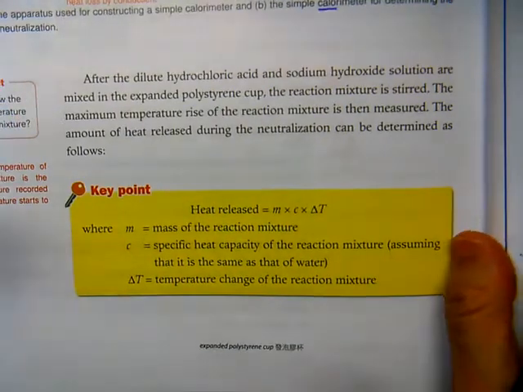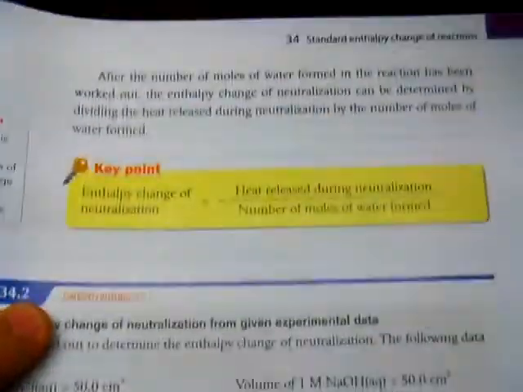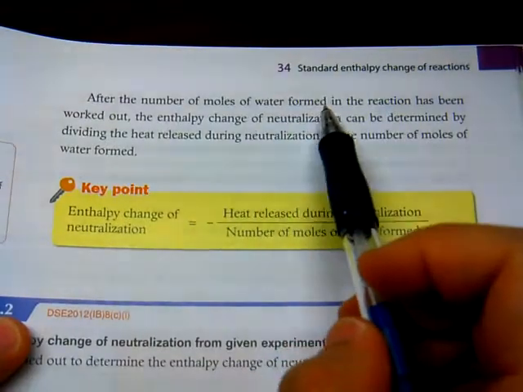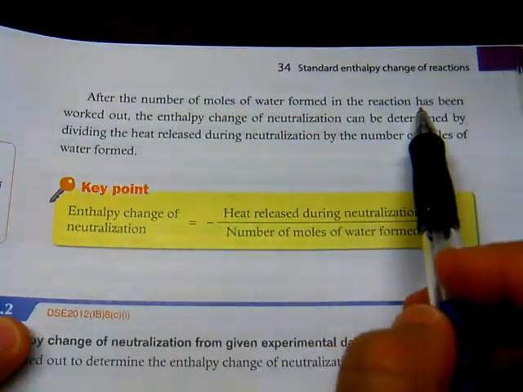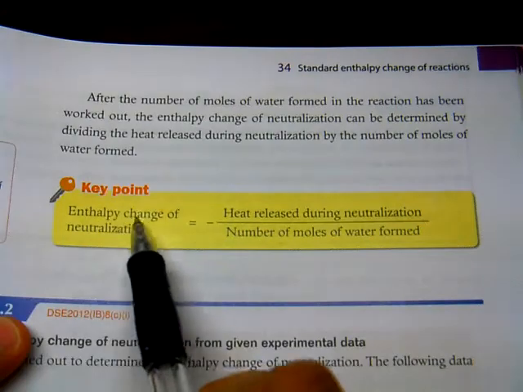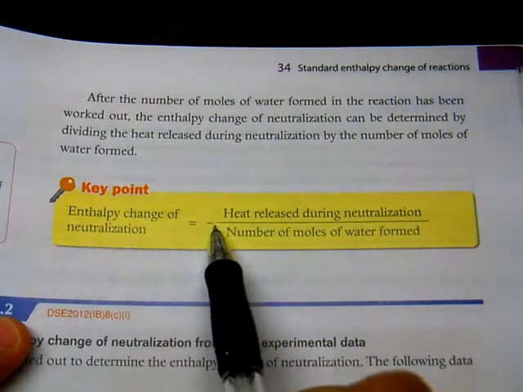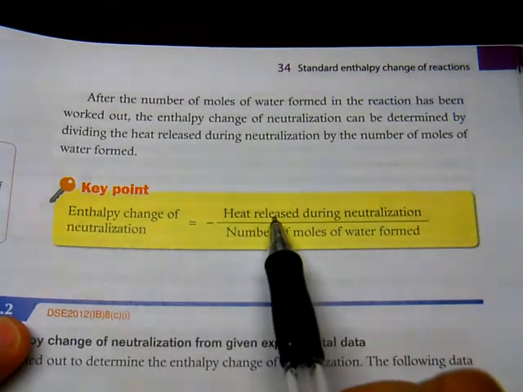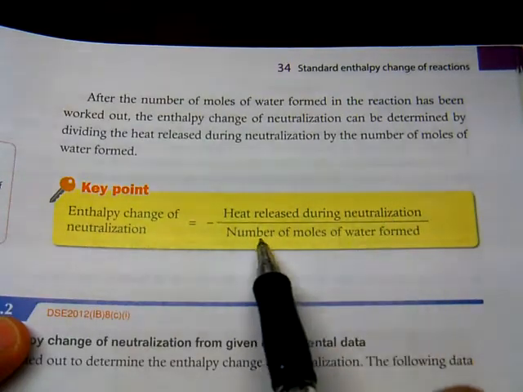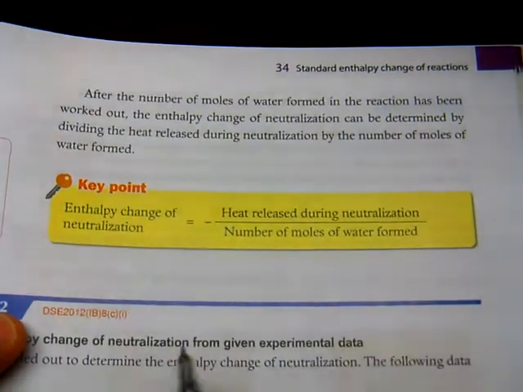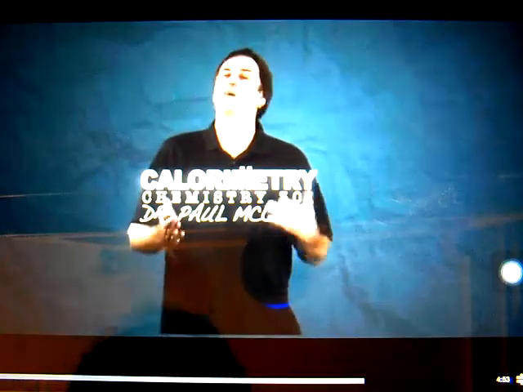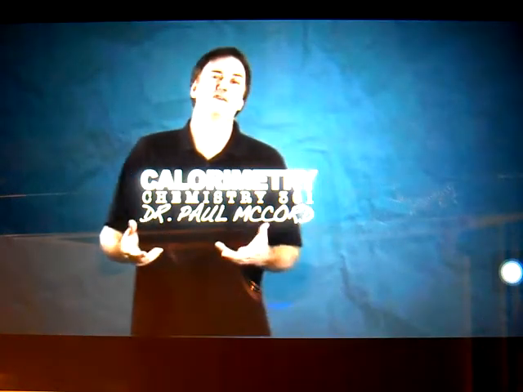Understand? And lastly, you need to calculate the number of moles of water formed in the reaction. Okay? And then calculate the enthalpy change of neutralization. Bear in mind, add a negative sign because it is an exothermic reaction. Heat released during neutralization over number of moles of water formed. Understand?